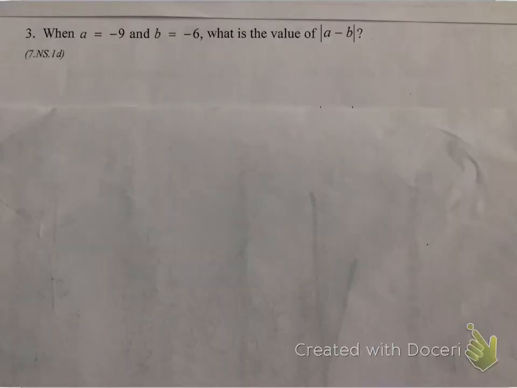Question number 3, we have A equals -9, B equals -6. What is the value of the absolute value of A minus B? So I'm going to just rewrite my problem.